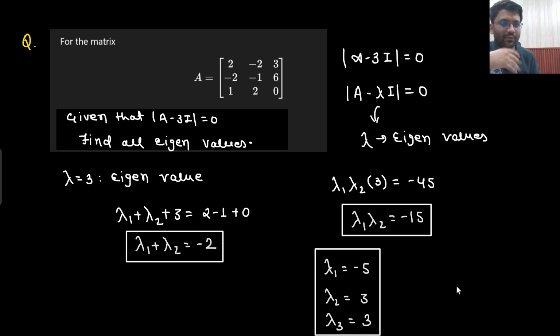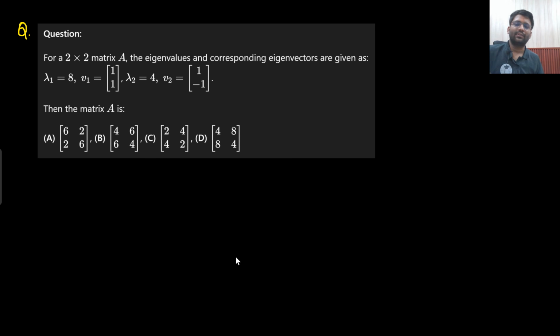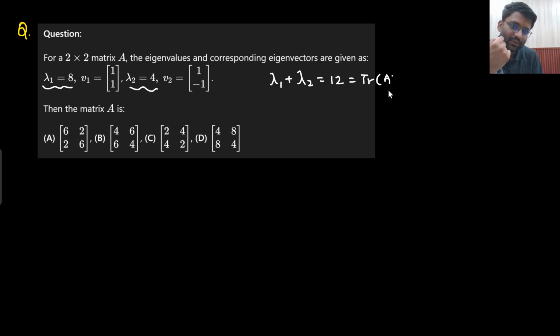Understandable? Very straightforward. Let's solve this question. This is a GATE PYQ only. How will you solve it in a quicker manner? It is a 2 cross 2 matrix, and 2 of the eigenvalues are mentioned. You know that the summation of eigenvalues is 12, and that should be equal to the trace. So check the trace. Which option is giving you trace equals to 12? This option is not giving us, this option is not giving us, this option is not giving us. There you go.